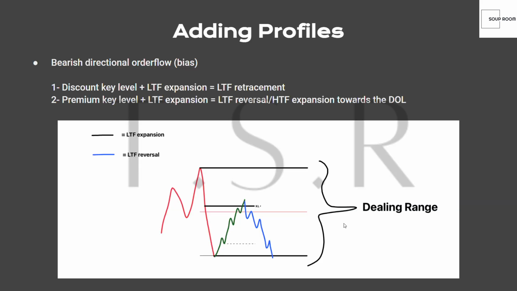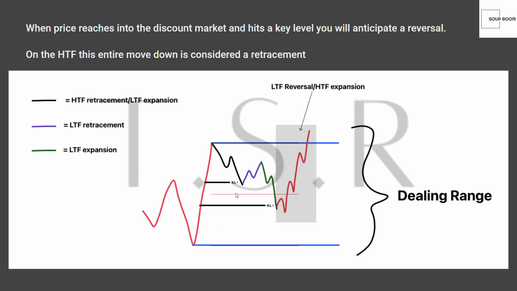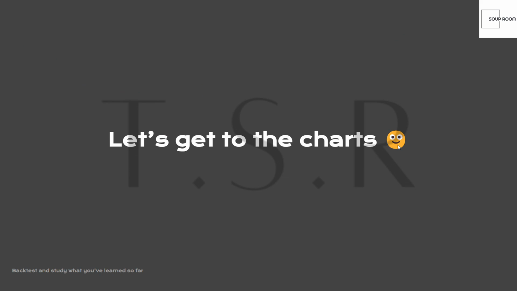They are much easier to spot. Why? Because you will need to wait for the proper filters. What filter? A premium key level in the case of a bearish scenario, and a discounted key level in the case of a bullish scenario. Okay? Now that concludes the chapter.